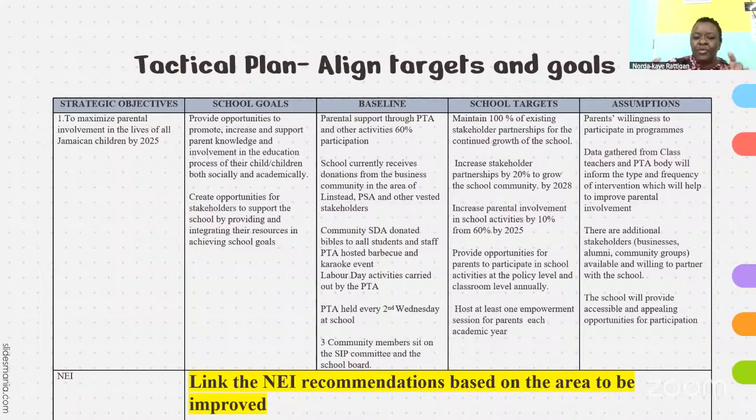Now, each time you look at the strategic objectives, you're not to forget your NEI recommendations from your last inspection. What you need to do is to link the NEI recommendations based on the area. So if there is none that speaks to parental involvement, you put none and you leave it there. And then you match them to each strategic objective so that you have them in the forefront of your mind. Even if you think that you have exhausted a recommendation, put it back until you get a new set of recommendations to work with.